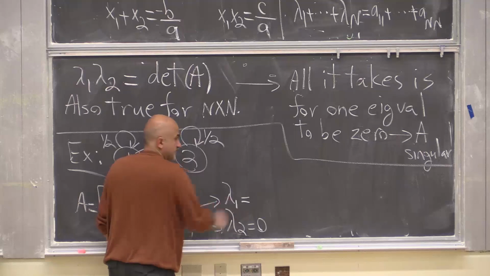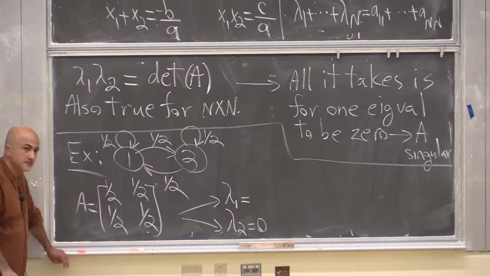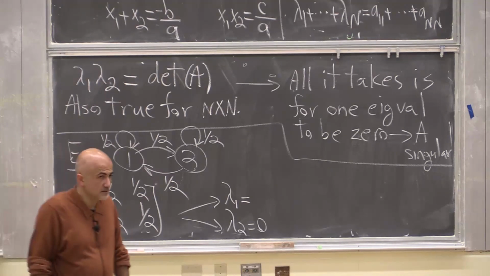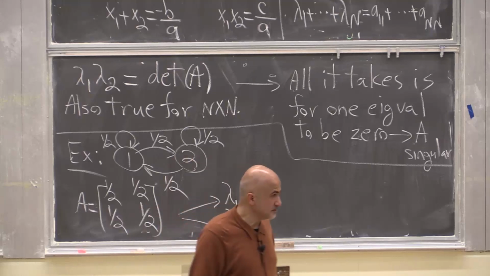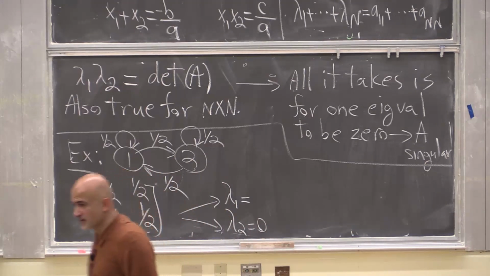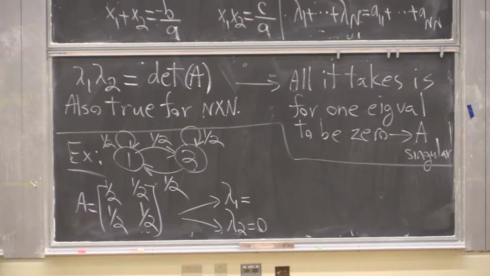What do you expect the other eigenvalue to be? If you know the 2 by 2 case, you know the trace of the matrix is the sum of the eigenvalues. One of the eigenvalues you've told me is 0 because the matrix is singular. It's got 2 identical rows, 2 identical columns. So what's the other eigenvalue? 1.